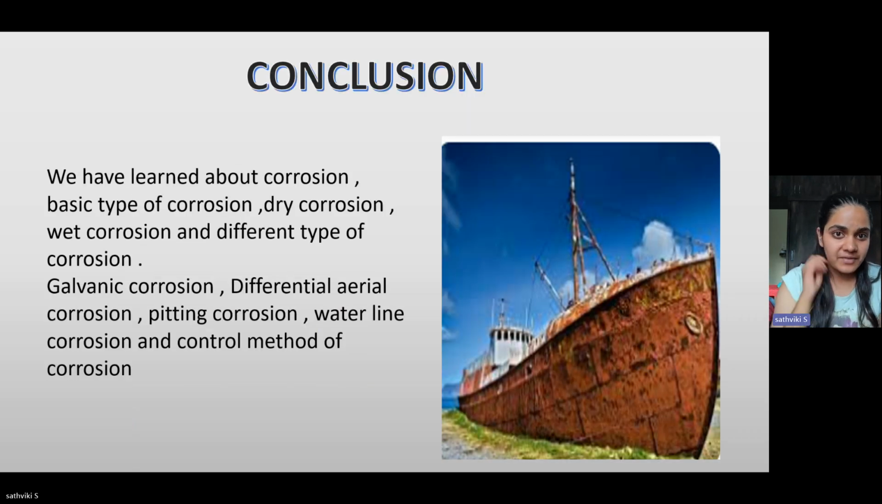Conclusion. We have learned about corrosion, the basic types of corrosion, which are dry corrosion and wet corrosion, and different types of corrosion: galvanic corrosion, differential aerial corrosion, pitting corrosion, waterline corrosion, and control methods of corrosion.